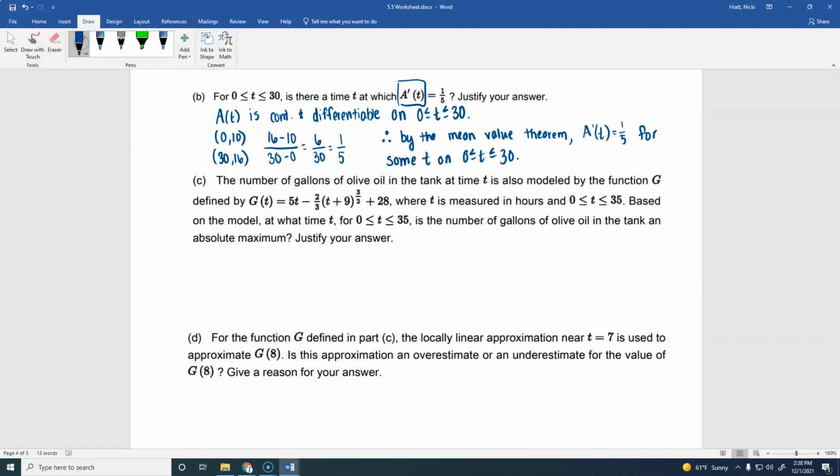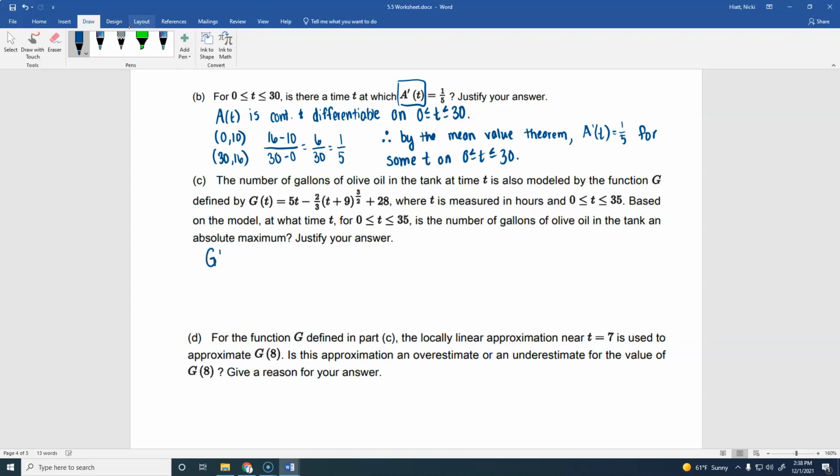Nope. All right, C. The number of gallons of olive oil in the tank at time t is also modeled by the function g, defined by this long equation here, where t is measured in hours, between 0 and 35. Based on the model, at what time t from 0 to 35 is the number of gallons of olive oil in the tank an absolute maximum? Justify your answer. So, we want to know absolute maximum. To find an absolute maximum, what do we do? Derivative, set it equal to 0 to find critical points, right?